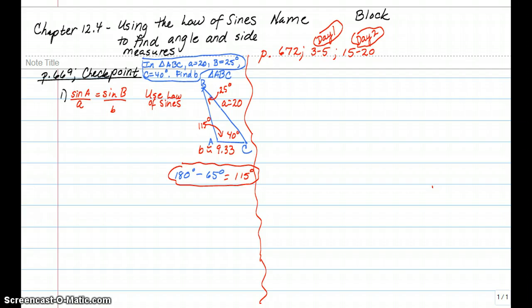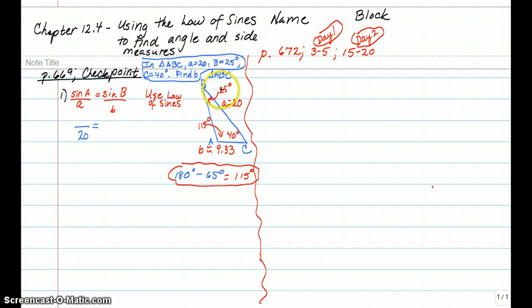So if we're finding side B, then we need to have sine of B. And we already know side A, so we need to have sine of A. So using the law of sines, sine angle A over A equals sine angle B over lowercase b. Now we're just going to substitute in those values. The sine of A, we don't know yet, but we do know what A is. A is 20.